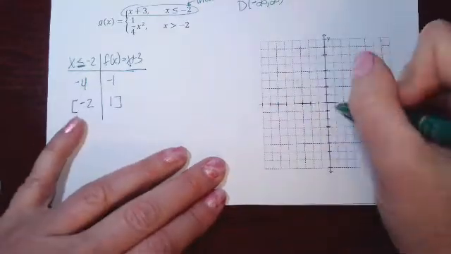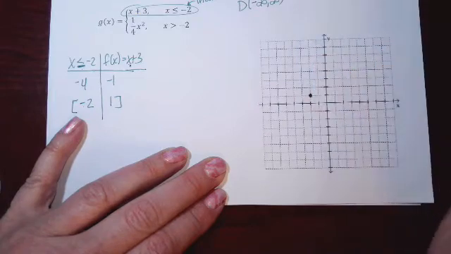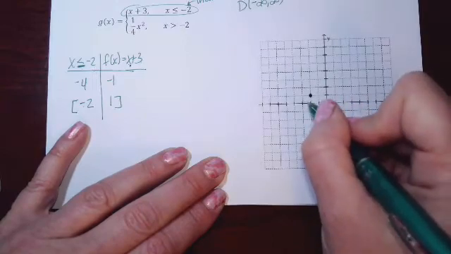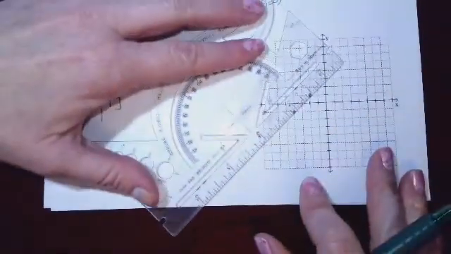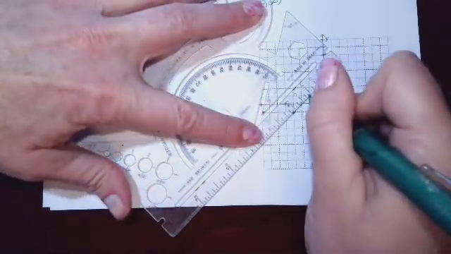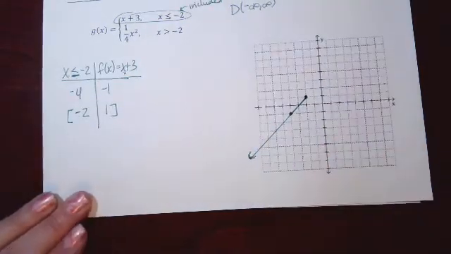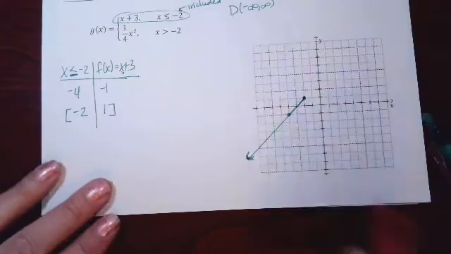Let's fill that in. At negative 2, I'm at positive 1. It's filled in because my line stops there. And I know it goes through the point negative 4, negative 1. That's enough to draw my line. My line is going to stop at that point where the domain ends. It keeps going all the way down to negative infinity. And we're ready for the other piece.